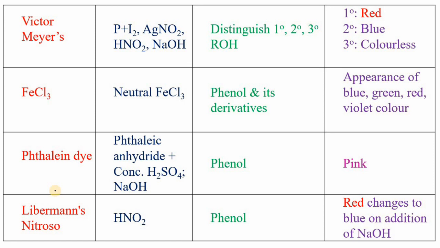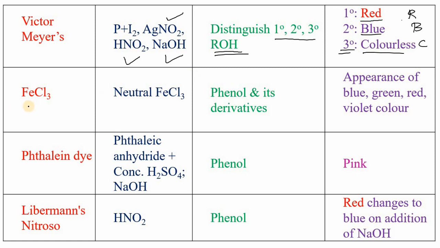Victor Meyer's test. This one is used to distinguish primary, secondary and tertiary alcohols. First, the given alcohol is treated with potassium plus iodine. After that, this one is treated with silver nitrate. After that, it is treated with nitrous acid and sodium hydroxide. In case of primary alcohol, there is a formation of red precipitate. Secondary alcohols form blue, and with tertiary alcohols there is a formation of colorless. Primary red, secondary blue, and tertiary colorless.